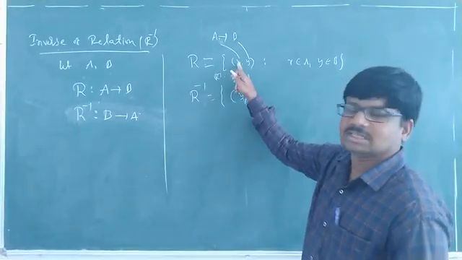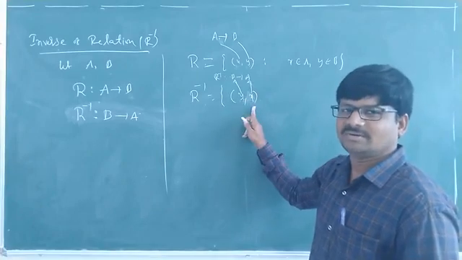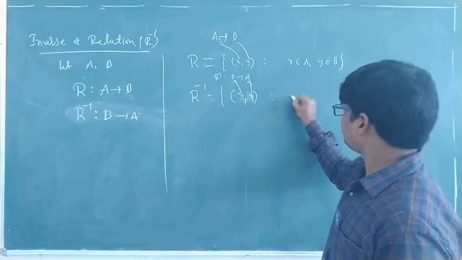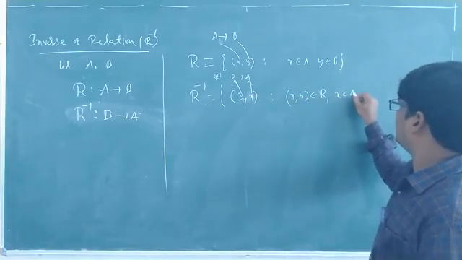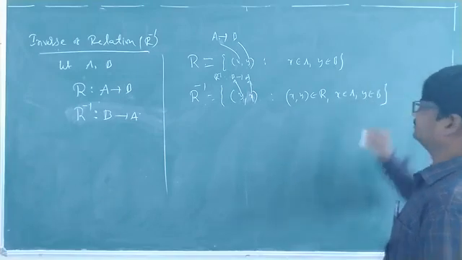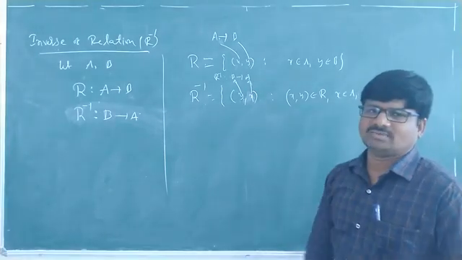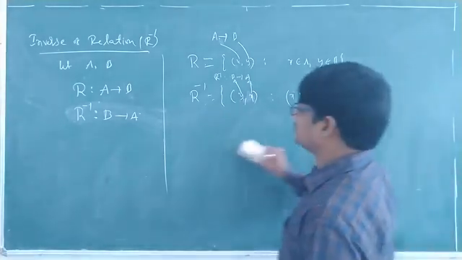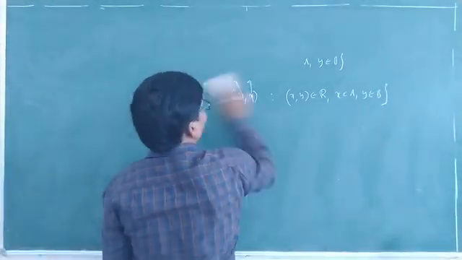Here there is a relation between Y and X. Such that (X, Y) belongs to R, and X belongs to A, Y belongs to B. It is the inverse relation of R. Just I will give some examples to define the inverse relation of R. Okay, just a second.